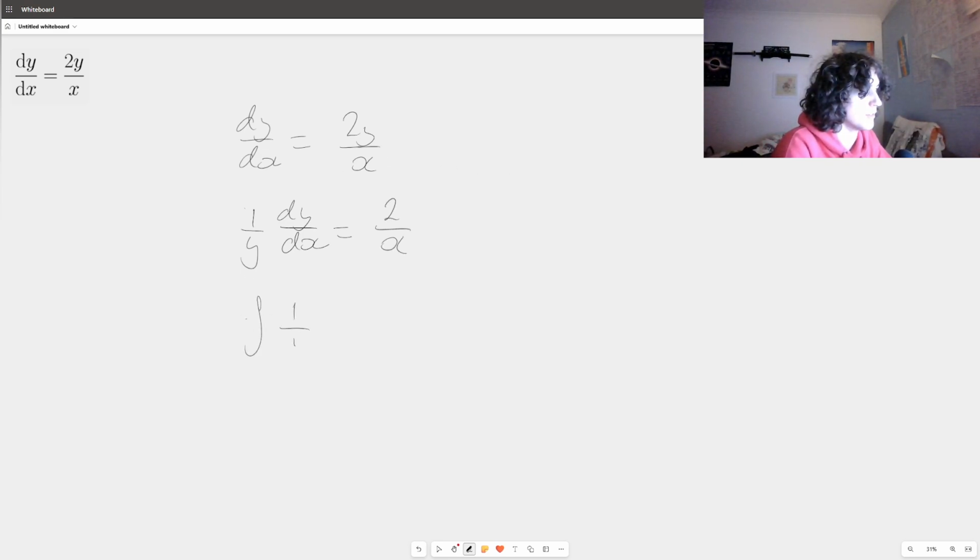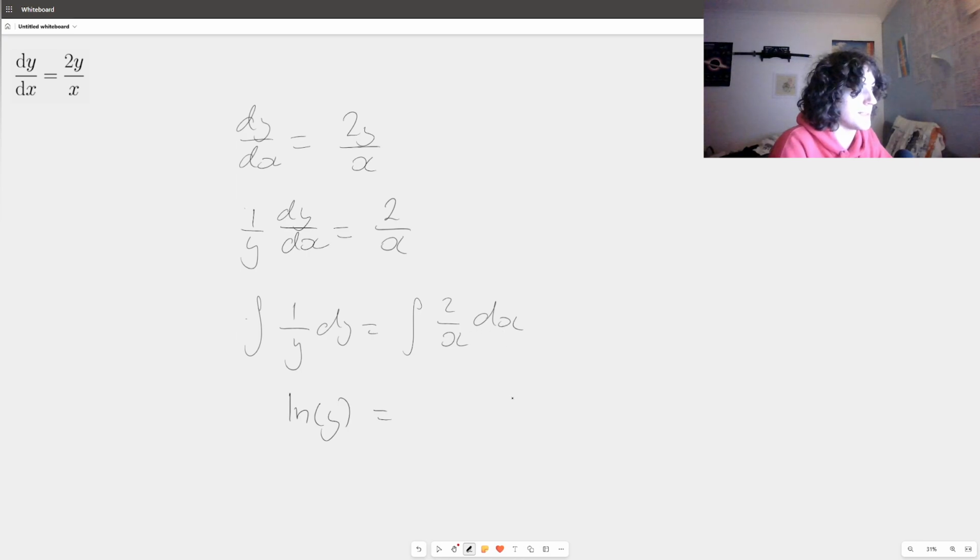So the integral of 1 over y dy is equal to the integral of 2 over x dx. What is the integral of 1 over y? Well, what's the derivative of y? It's 1. So the integral of 1 over y is ln of y, or the natural log of y.